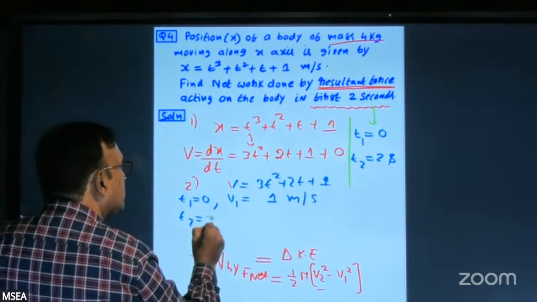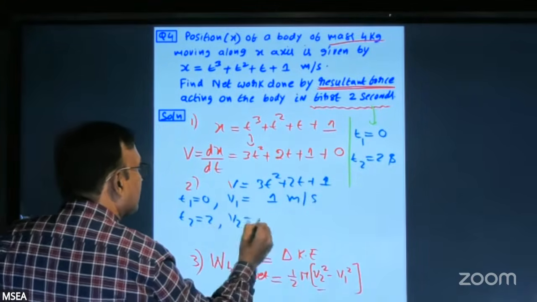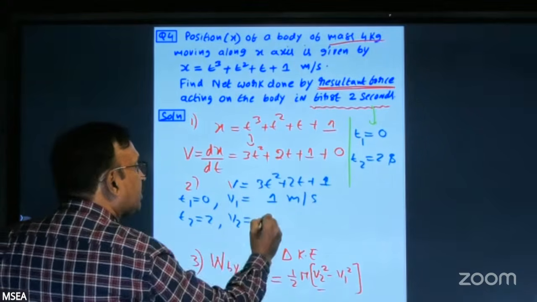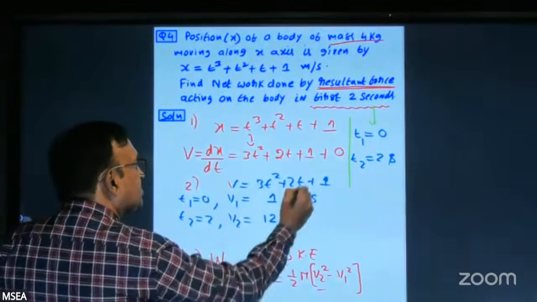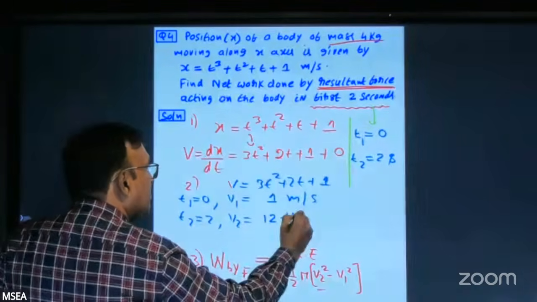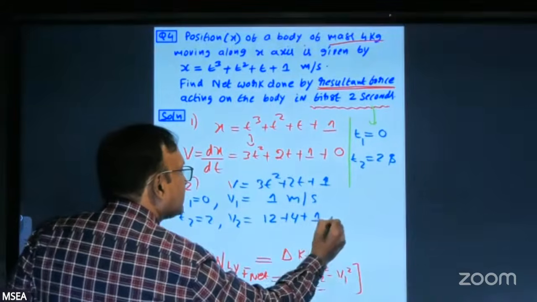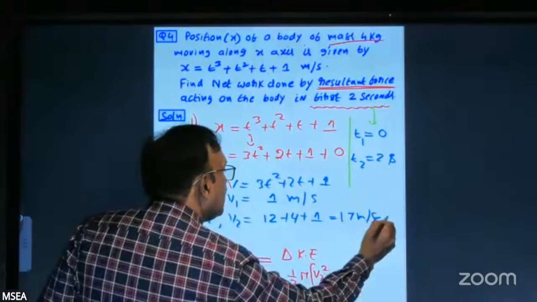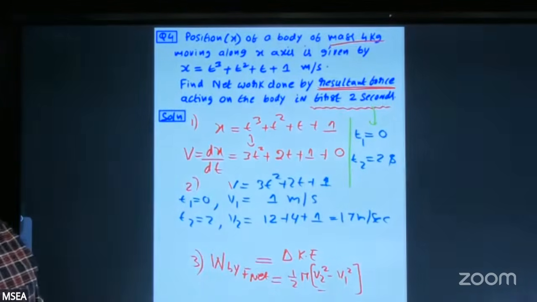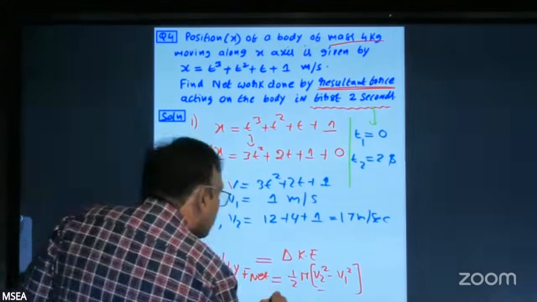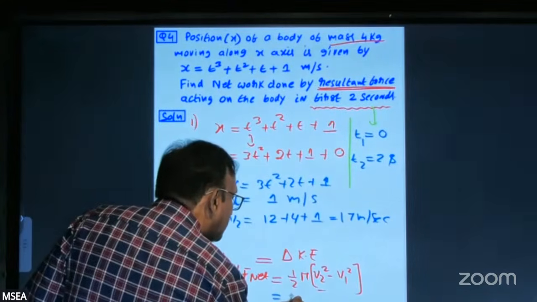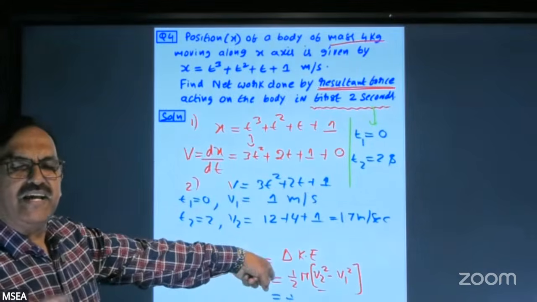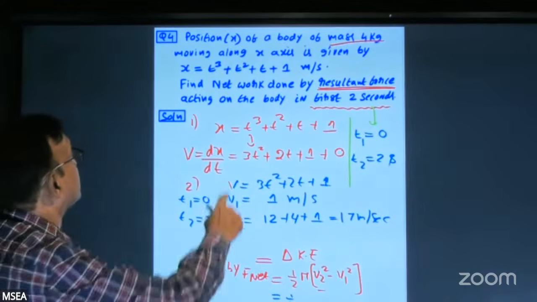Put t equal to 2 seconds, then we can calculate the velocity. Put t is 2. 2 square means 4, 4 into 3 is 12. Plus 2 into 2 is 4, plus 1. So this is 17 meter per second. So you know the initial velocity and the final velocity. I want to know the work done by the net force. The work done by net force is half into m, already we have discussed this point, change in kinetic energy, K2 minus K1, half m (V2 square minus V1 square).